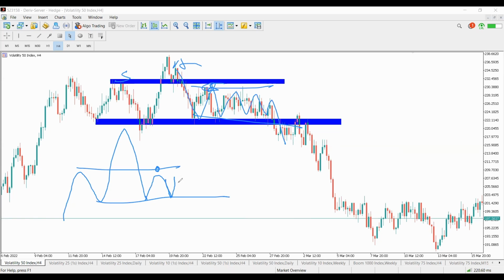But if it gives me a continuation pattern here, it can either be a wedge or a channel, or it can be a range. So if it gives me this, this would be a perfect one. So it's giving me a reason that the market is distributing to continue down, right? So it's what we saw here. Now that's one head and shoulder that we have seen.